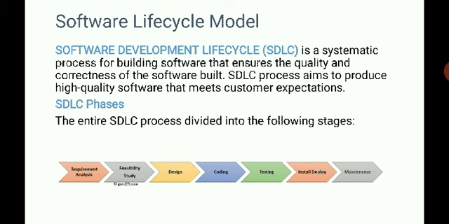Software Development Lifecycle Model or Software Lifecycle Model is basically a systematic process for building software that ensures the quality and correctness of the software, and it aims to produce high quality software that meets customer expectations. Now this software lifecycle model has various phases. These can be broadly, in a generic sense, defined as requirement analysis, feasibility study, design, coding, testing, install, deploy, and maintenance.